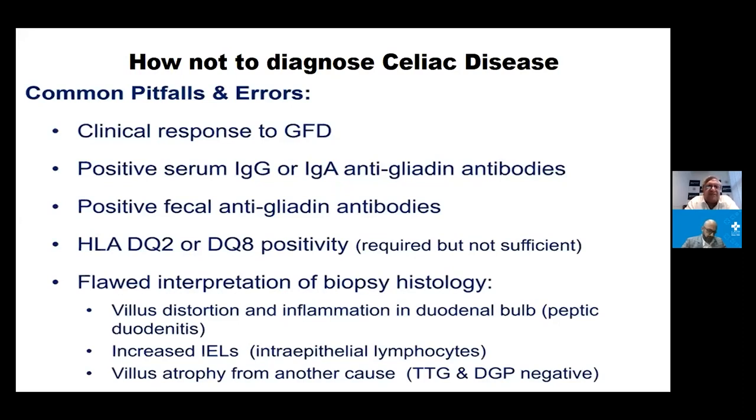So positive serum IgG or IgA anti-gliadin antibodies are not indicated. Fecal anti-gliadin antibodies are not indicated. The mere presence of DQ2 or DQ8 is not indicative of celiac disease. It is required but not essential. Or flawed interpretation of biopsy histology can also give you a wrong diagnosis.